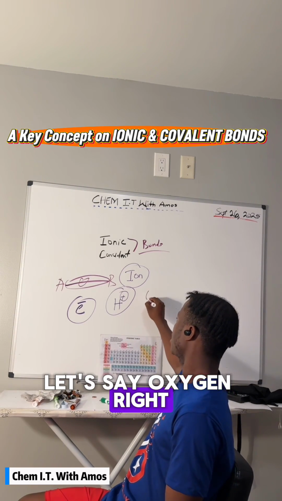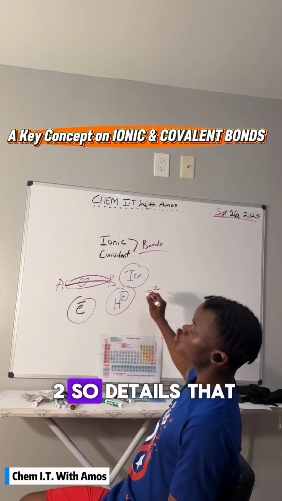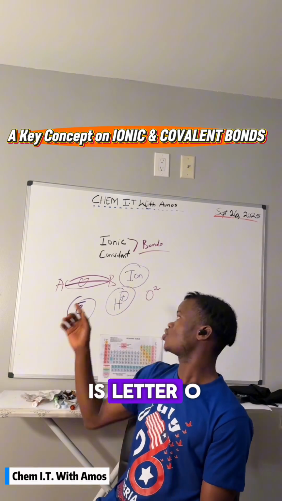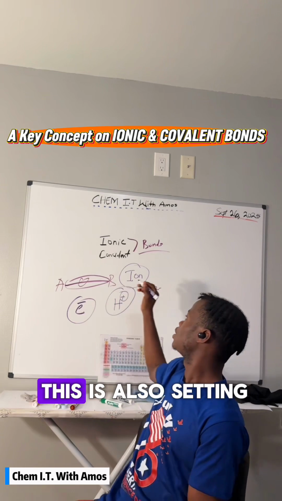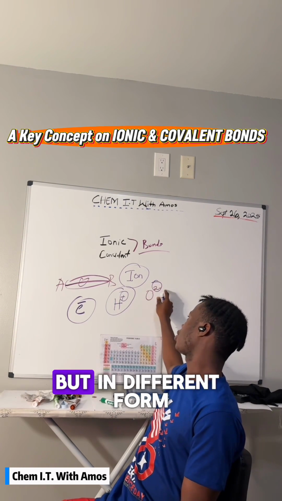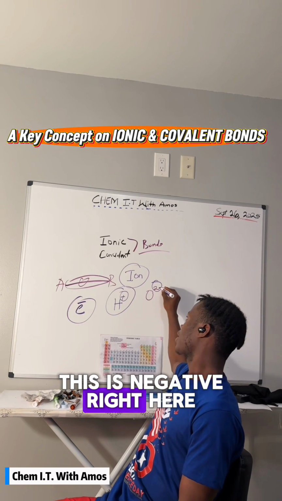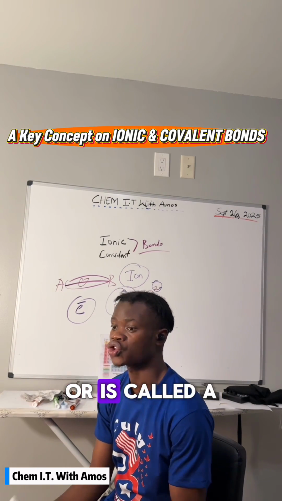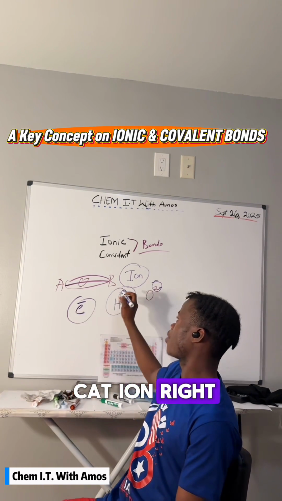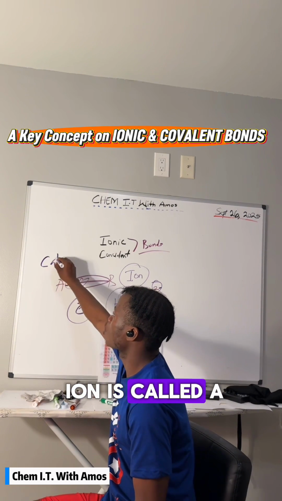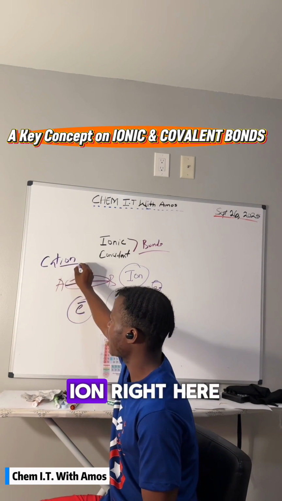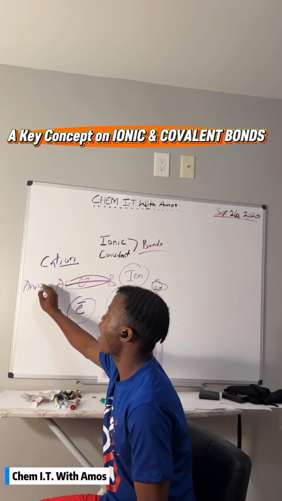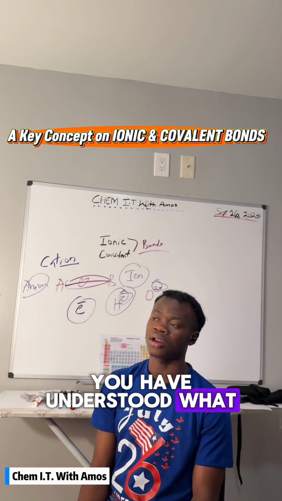Again, we want to look at another one that has a negative charge. Let's say oxygen. The oxidation state of oxygen, which is the letter O, is -2. This also serves as an ion, but in a different form. This is negative and this is positive. A positively charged ion is called a cation, and a negatively charged ion is called an anion. I hope you have understood what they are.